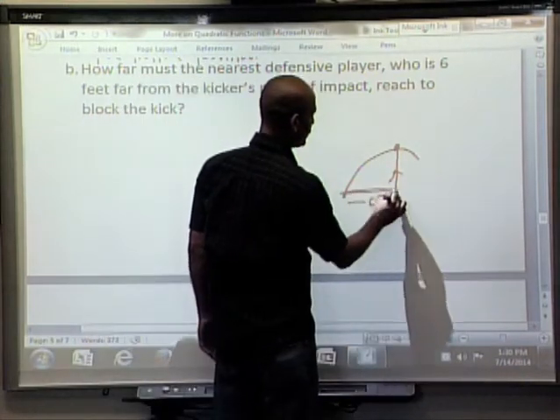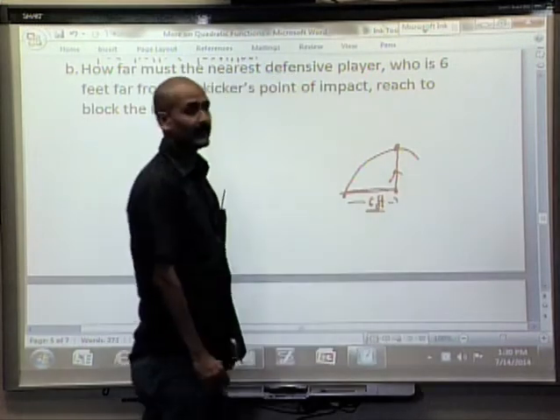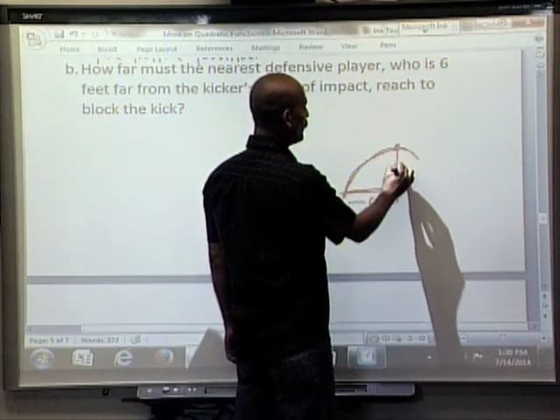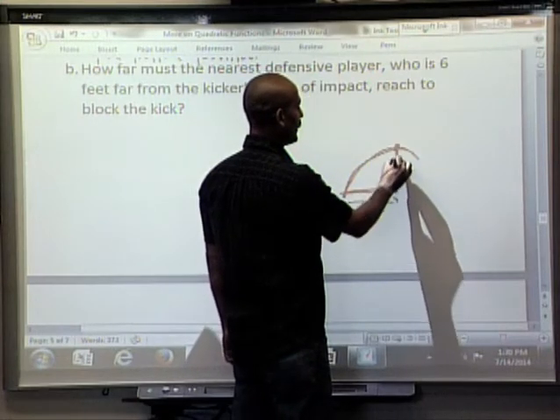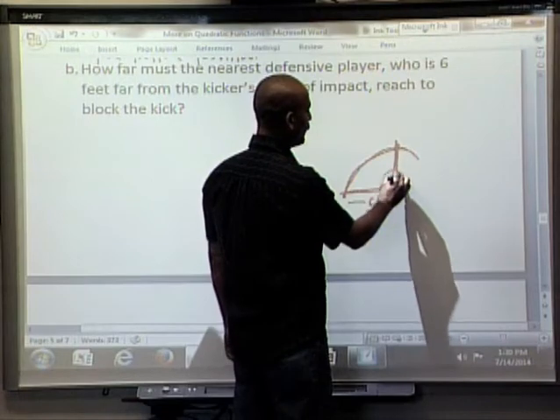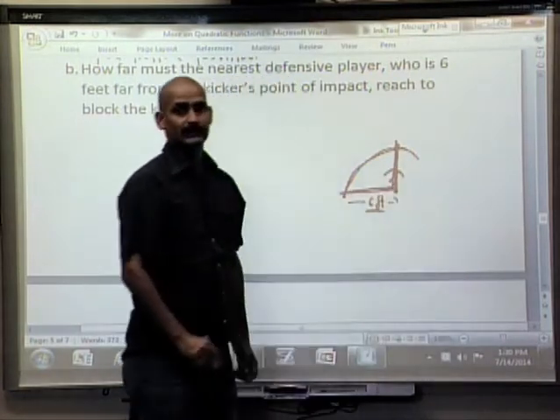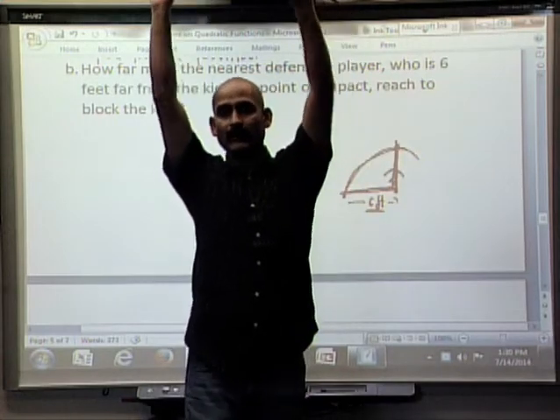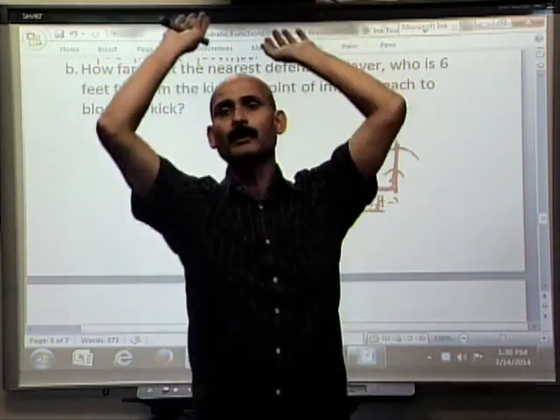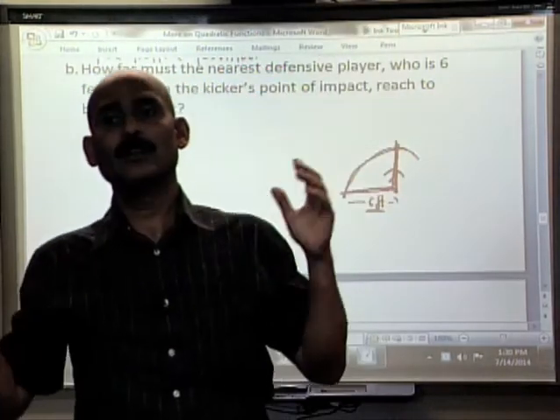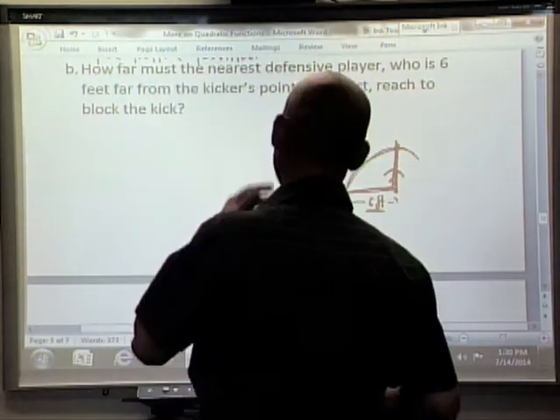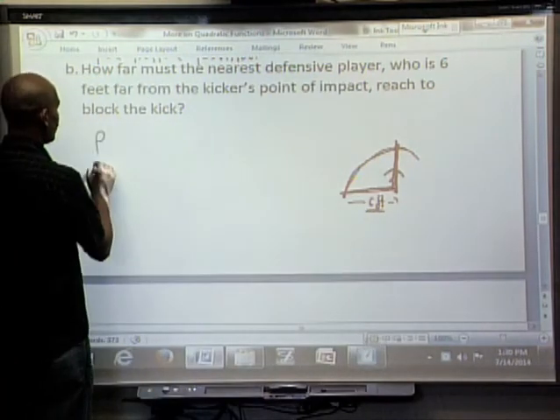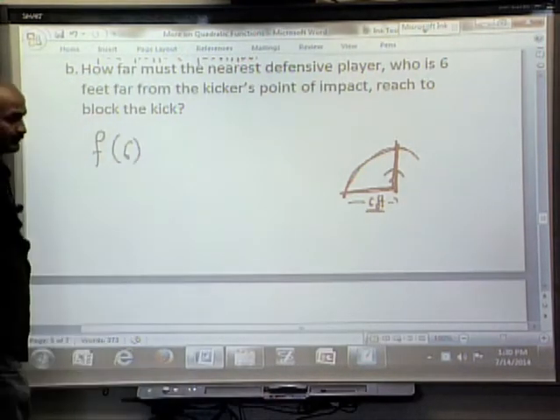For this point, the x value is already 6 feet and this is the path of the ball. We want to know what is the y value of the function when the x value is 6, because the person is sitting 6 feet away. We need to find the corresponding y value, that much the person should reach if the defender wants to block. So, basically what we are looking for in this question is f of 6.